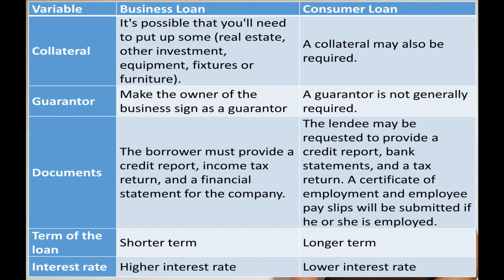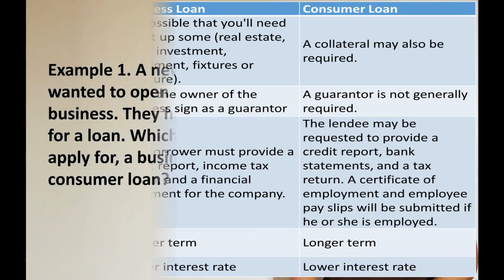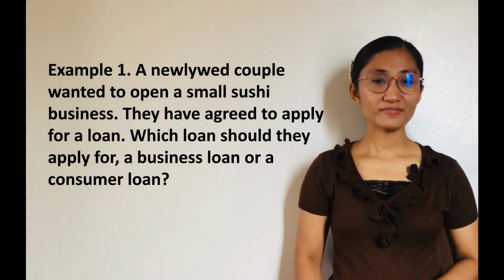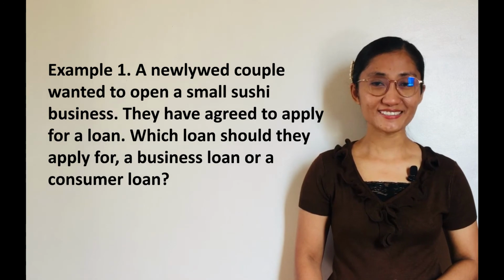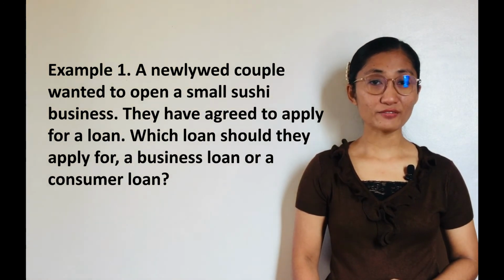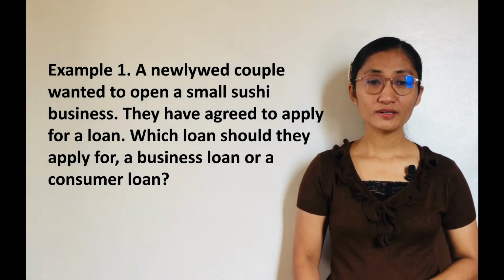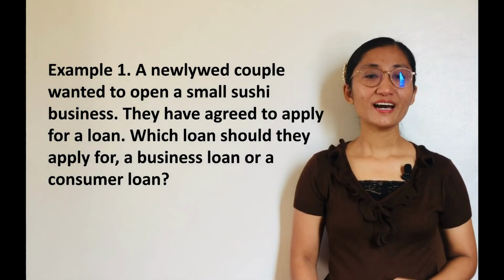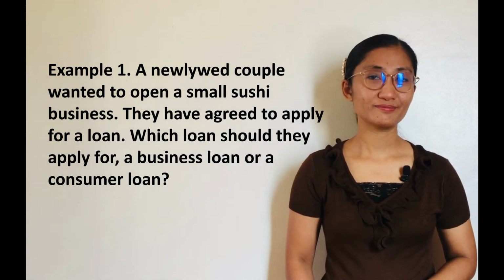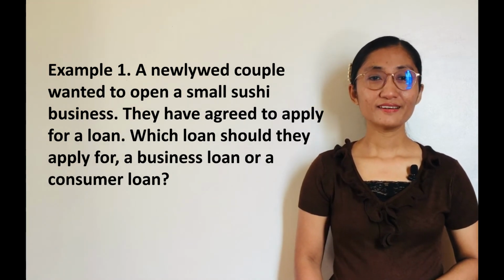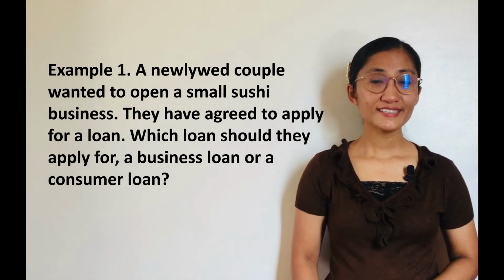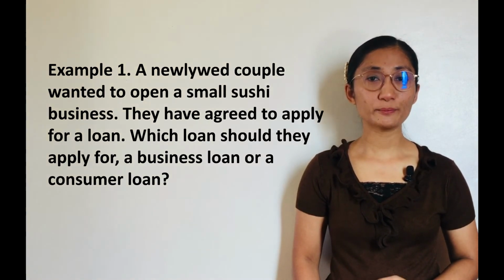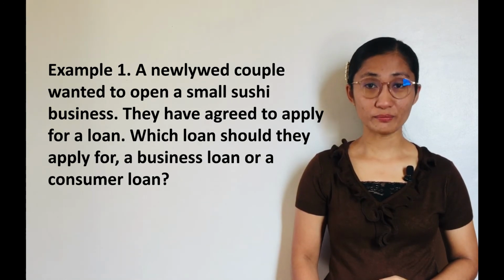At this point, let us have some examples. Example 1. A newlywed couple wanted to open a small sushi business. They have agreed to apply for a loan. Which loan should they apply for? A business loan or a consumer loan? The answer, the couple should apply for a business loan since they intend to open a business out of the money they will borrow.